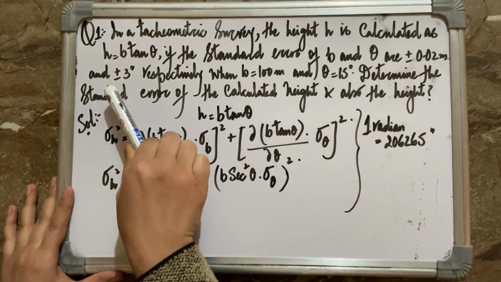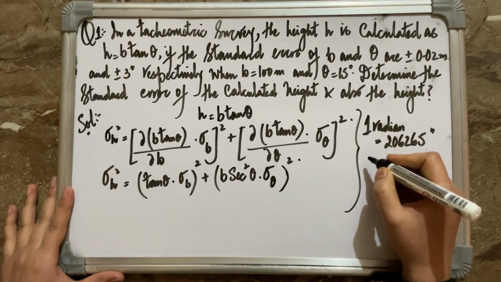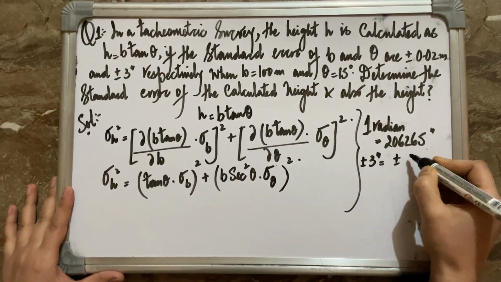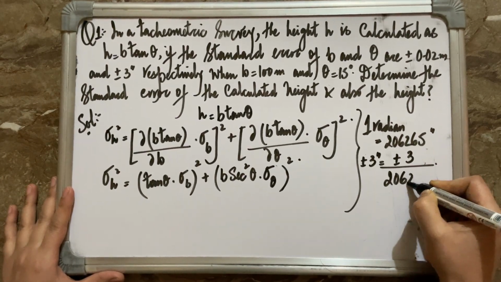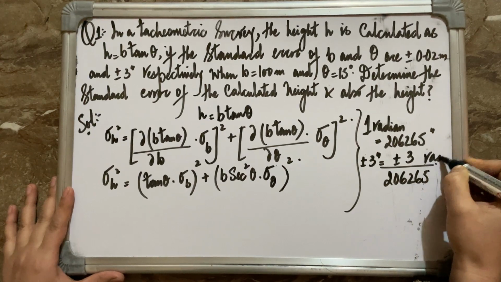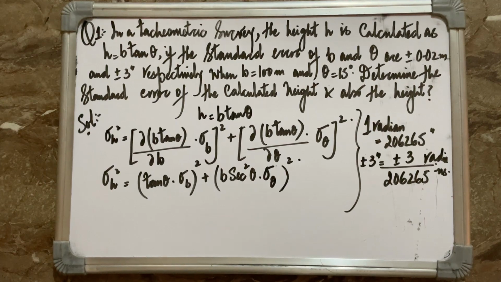The error in theta is given as plus minus 3 seconds. I may convert it into radians. Plus minus 3 seconds is equal to plus minus 3 divided by 206,265 radians. All right, plus minus 3 seconds, I converted it into radians, and I know that 1 radian is equal to 206,265 seconds. So this is equal to 3 divided by 206,265 radians.